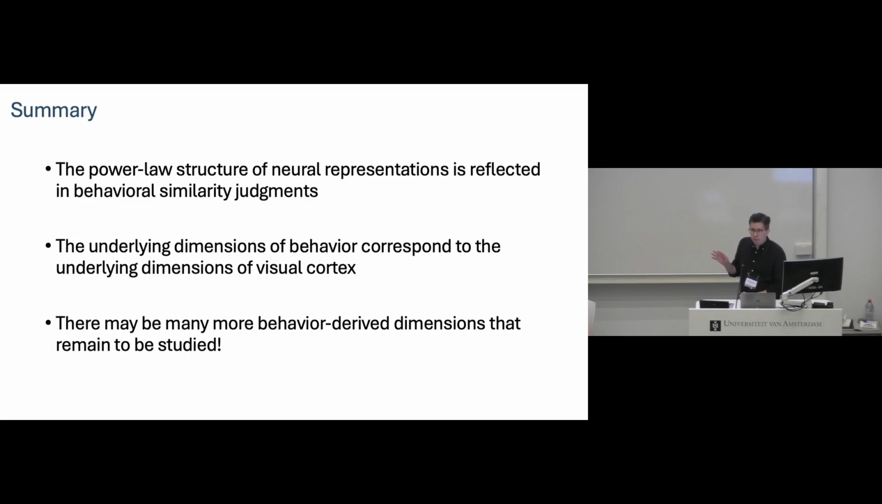Okay, finally, what I want to point out is that the work that we've done on neural representations shows that the representations span at least thousands of dimensions in the data sets that we've examined. And the behavioral work so far has only probed 66 dimensions. So the correspondence that we're seeing across these data sets strongly suggests that there are likely many more behavior-derived dimensions that remain to be studied. And I think this is a really exciting target for future work.